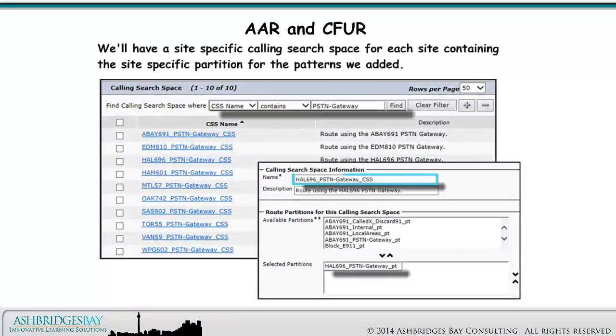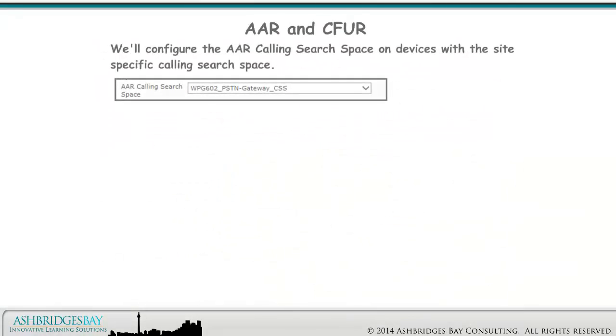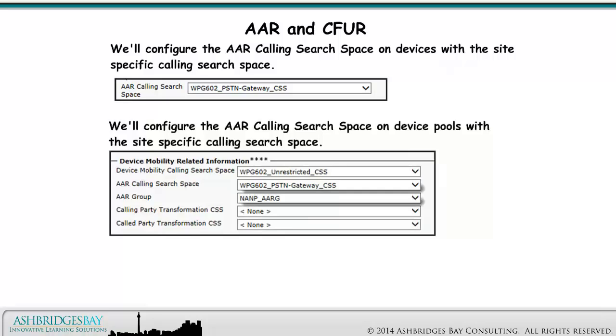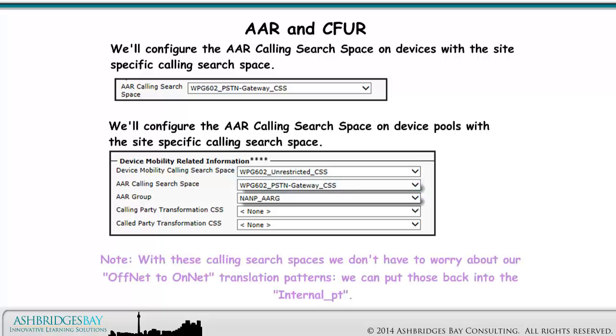We'll have a site-specific calling search space for each site containing the site-specific partition for the patterns we added. We'll configure the AAR calling search space on devices with the site-specific calling search space. We'll configure the AAR calling search space on device pools with the site-specific calling search space. Note, with these calling search spaces, we don't have to worry about our off-net to on-net translation patterns. We can put those back into the internal partition.